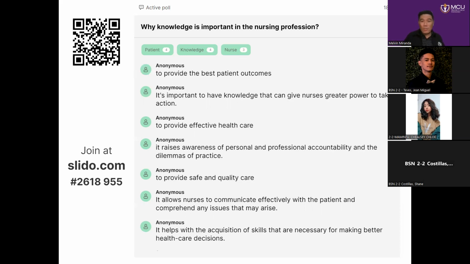So, ayan, we have considered safe and quality. So you always use the safe and the quality, which is good. Provide the best patient outcomes, correct?